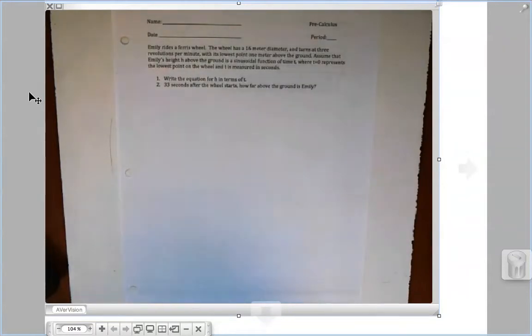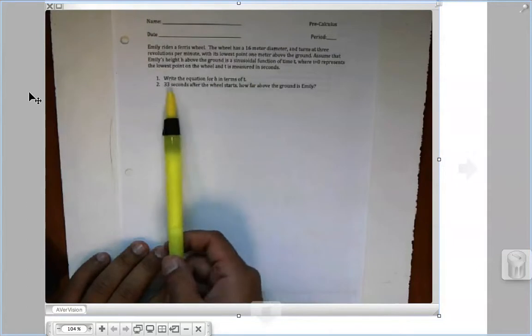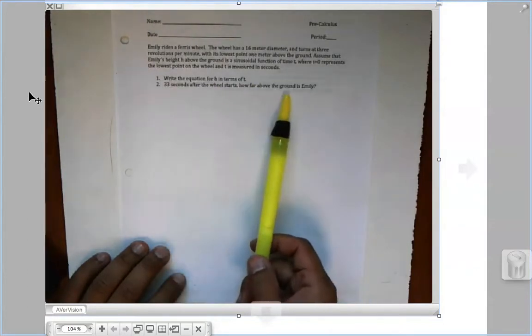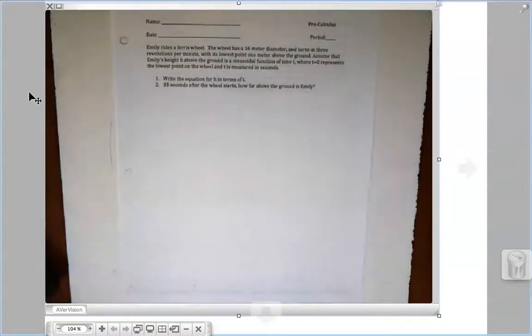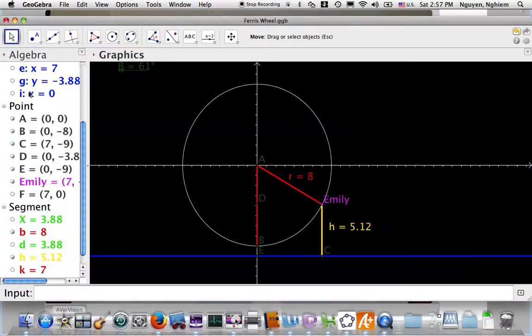And we are asked to do two things. First, write an equation for h in terms of t, and then answer the question: 33 seconds after the wheel starts, how far above the ground is Emily? Okay, and so there's a lot of things going on in this problem. So it probably helps just to look at an illustration of what's happening here.